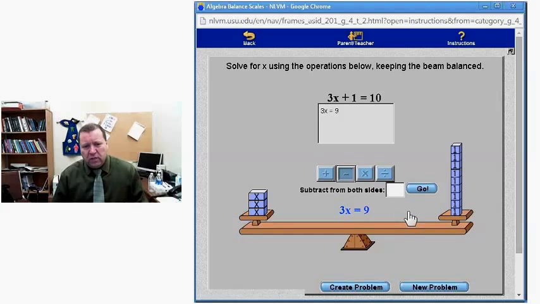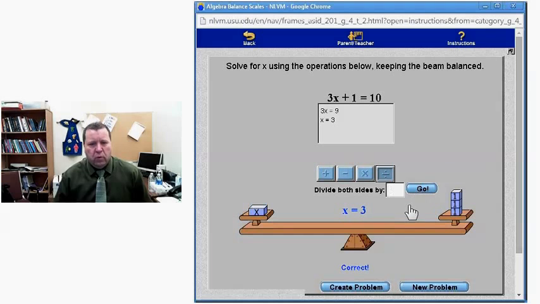Now, to isolate x or to get x by itself, we need to do something to get rid of the 3. And because the 3 is being multiplied by x, or x is being multiplied by 3, we can do the opposite of the multiplication, which is division. And we can divide both sides by 3. And when we press go, we get our solution to be x is equal to 3. One of the x's balances out the 3 ones. Let's do another problem.